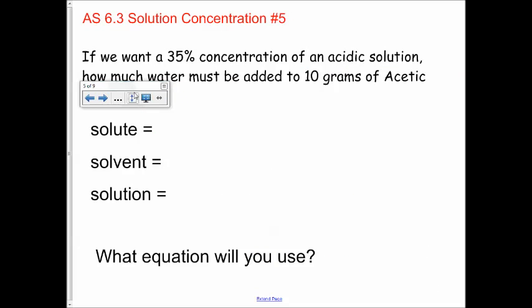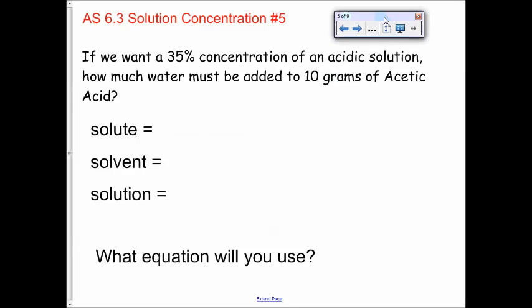So let's have you try this one. And this is meant to be a challenge problem. If we want a 35% concentration of an acidic solution, how much water must be added to 10 grams of acetic acid? So first go through and solve. What is your solute? What is your solvent? And what would your solution consist of? And then go back in your notes. You only have 4 slides to choose from, and figure out what equation you are going to use.